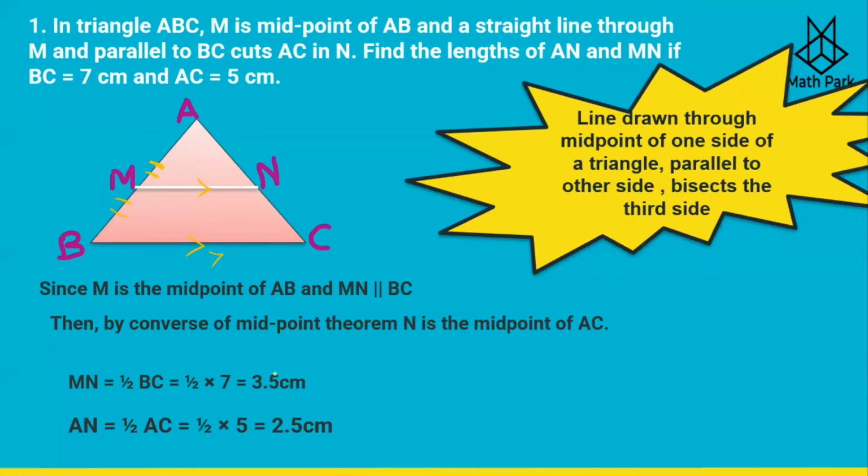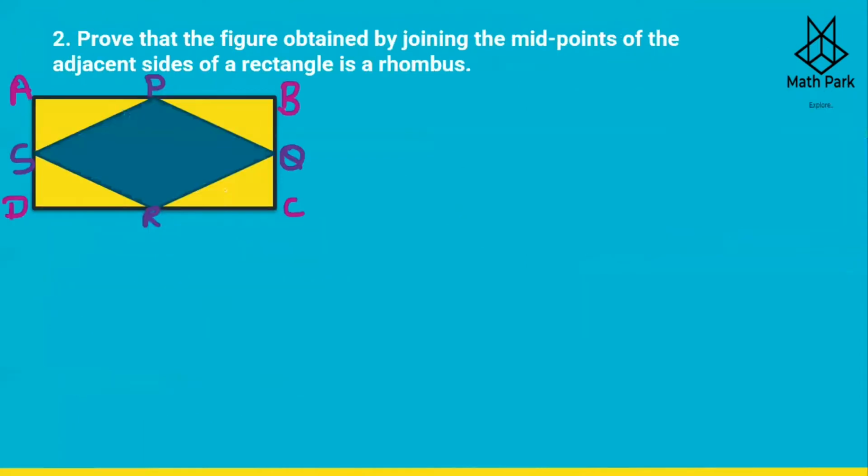Then you have to find AN. Now AN is equal to half of AC because N is the midpoint and AC is given as 5 centimeter. That is how you get AN is equal to 2.5 centimeter. Got it?